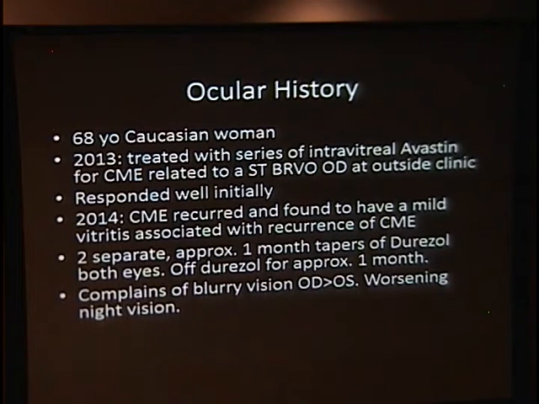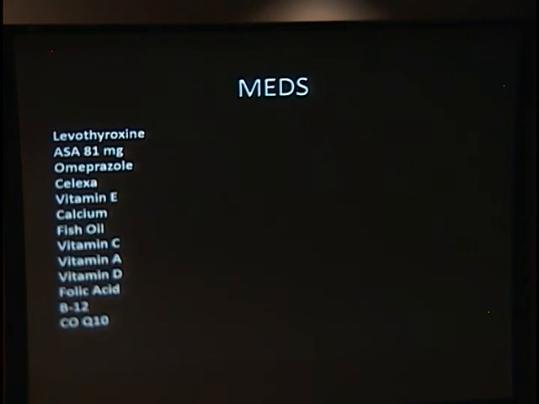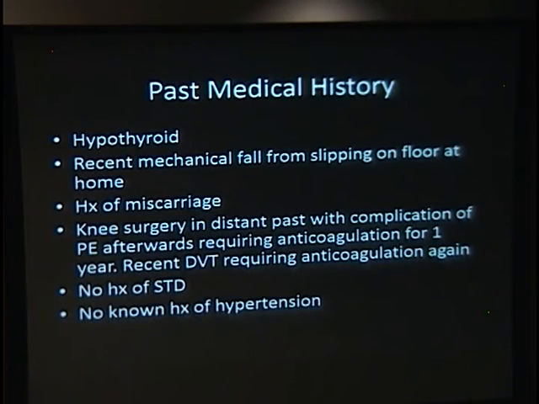Before coming to us as a second opinion referral, she had two separate approximately 1 month tapers of Durezol in both eyes, and by the time she got to us, she had been off of any topical treatment for 1 month. Her chief complaint is blurry vision, more on the right than the left, and she also complained of worsening night vision. So these are medications. Most of them are over-the-counter supplements. She's on levothyroxine for thyroid and baby aspirin just for prevention of cardiac complications.